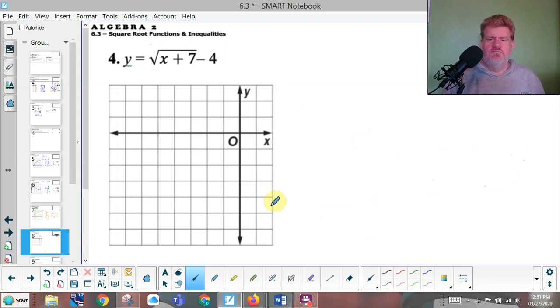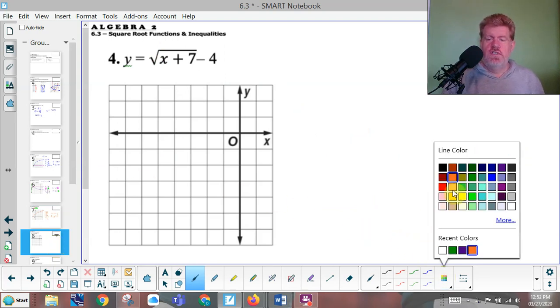Let's do some more graphing. Not too bad, I hope. What do you guys think? Let me know what you think. How about something like that?